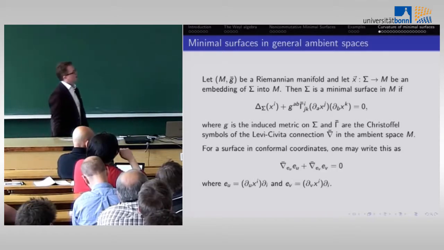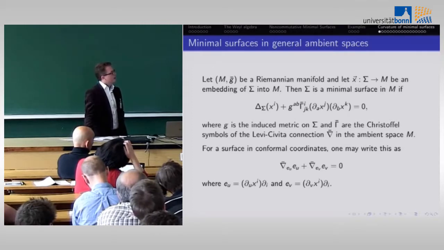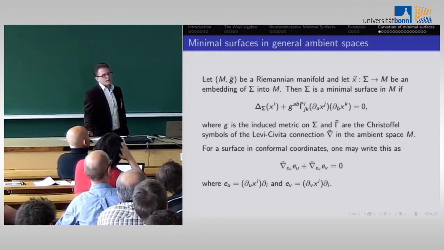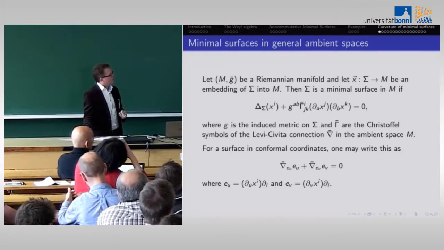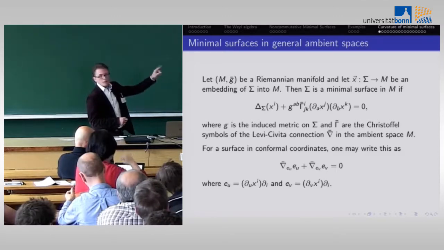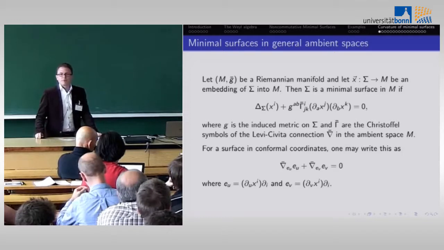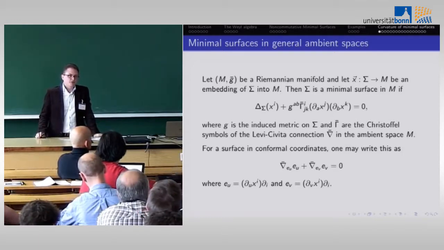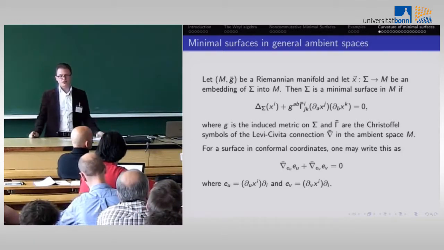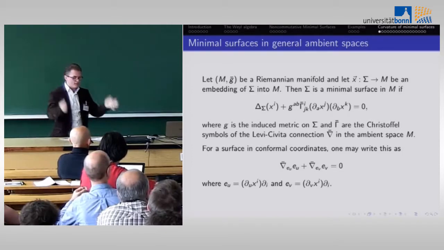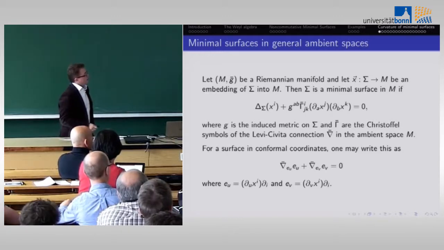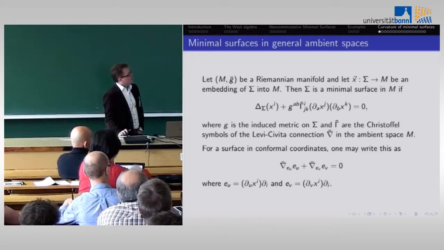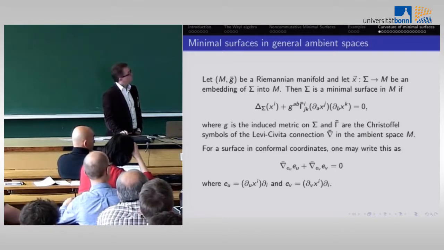For conformal coordinates, you can simplify this expression, and you simply get this sum of the covariant derivatives. E_U is now the standard vector, d_u xi, and E_V is in the other direction. And the nabla bar is the connection in the ambient space now. Not on the surface, but in the ambient space you have the connection. So that's sort of given data: given an ambient manifold with a metric, given its Levi-Civita connection. And this is what you get when you write down the condition for it to be minimal.